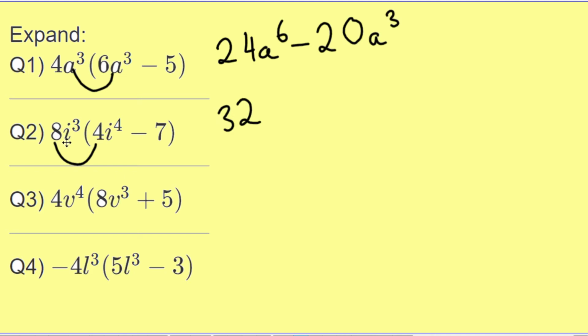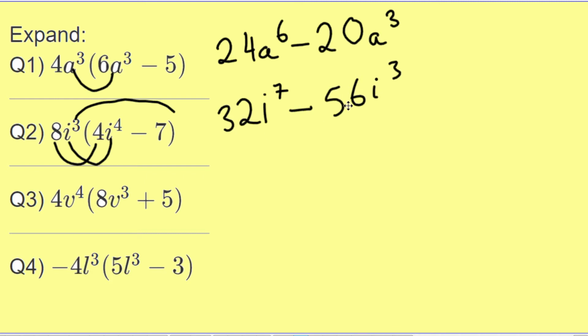And then I cubed times I to the power of 4 is I to the power of 7. We've got positive 8 multiplied by negative 7, so my answer is going to be a negative. So we've got negative 8 times 7, which is 56. And we bring the I cubed into our final answer.